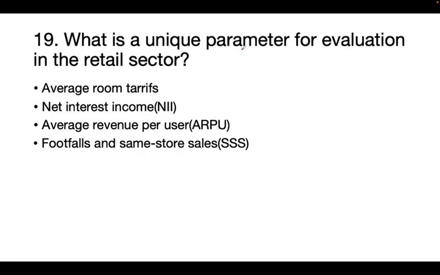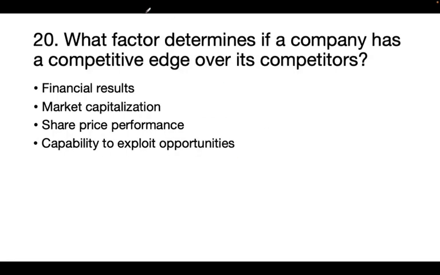Next question, what is a unique parameter for evaluation in the retail sector? Average room tariff, net interest income, average revenue per user, footfalls and same store sales. So the correct answer is footfalls and same store sales. Next question, which factor determines if a company has a competitive edge over its competitors? Options are financial results, market capitalization, share price performance, capability to exploit opportunities. So the correct answer is capability to exploit opportunities.